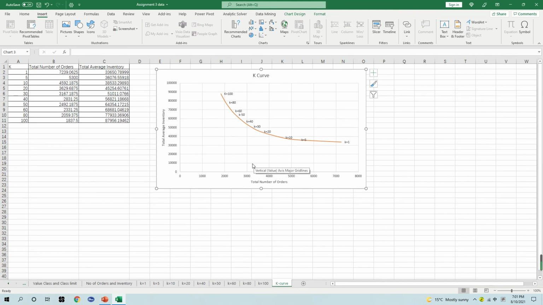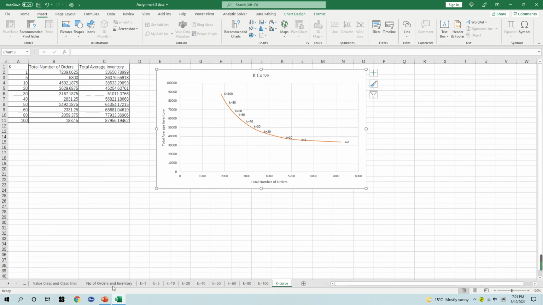Another example: if we draw a line at 45,000 average inventory, it will meet at the K = 20 curve, and if we draw a vertical line down, the number of orders will be roughly 3,800, and we know that will be the optimal inventory for our capability to process the order.